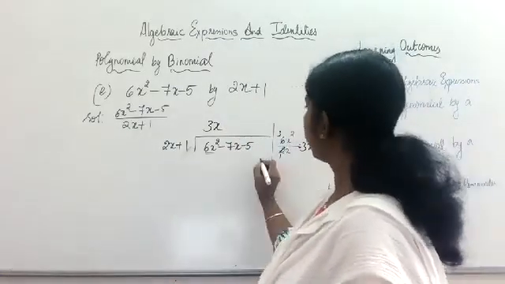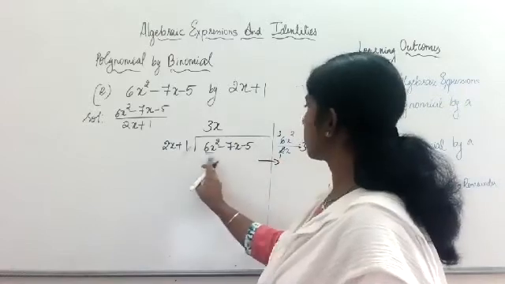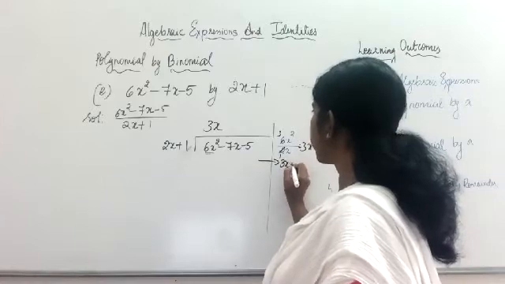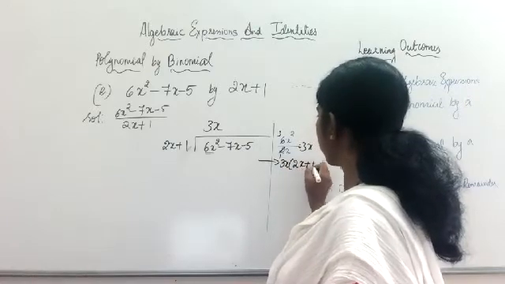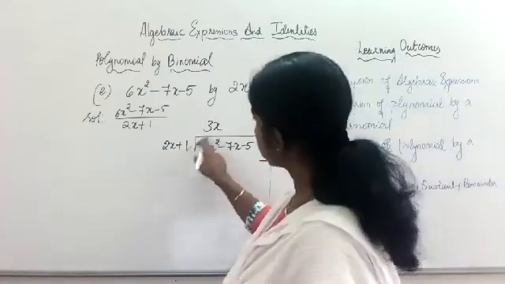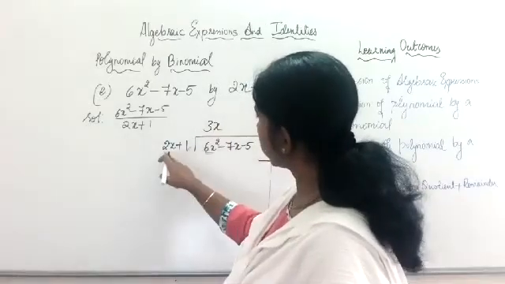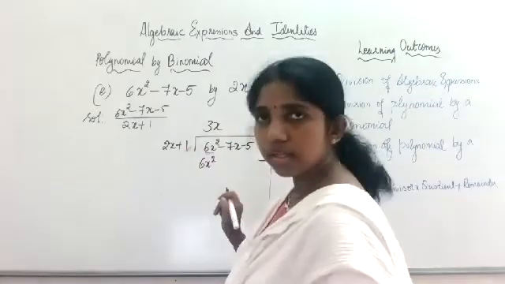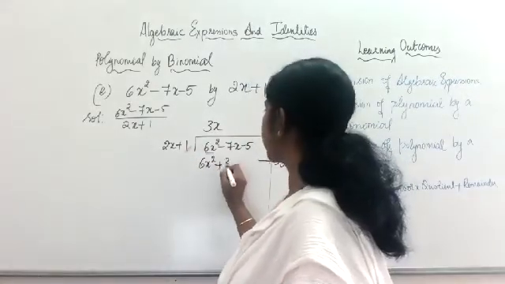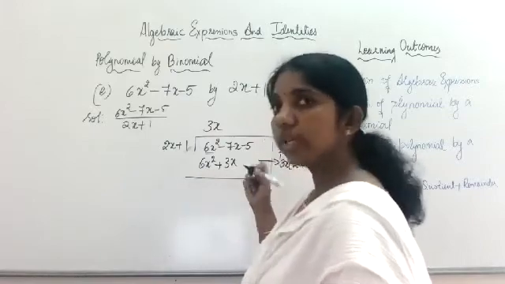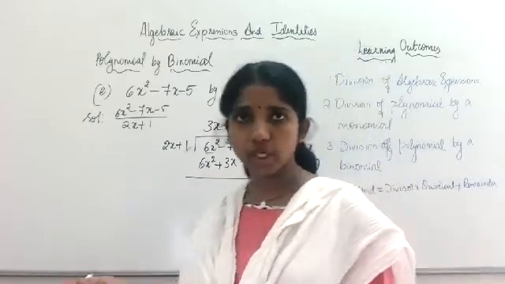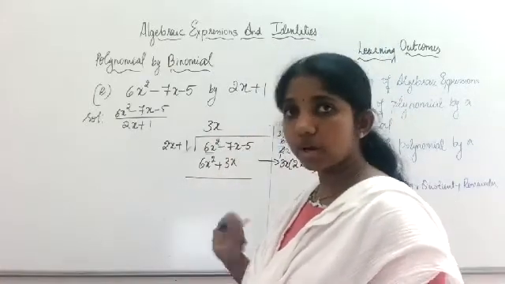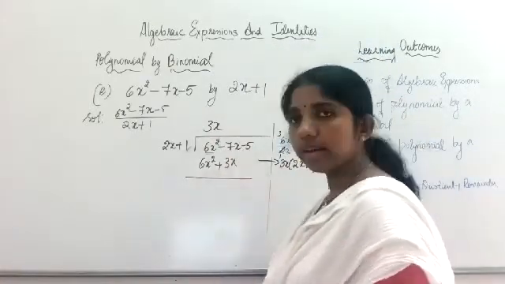Now what you have to write under the dividend is 3x into 2x plus 1. So what is that? 3x into 2x is 6x squared, plus 1 into 3x is plus 3x. In the usual long division method, you do subtraction, right? So these two expressions are being subtracted. Here also we are subtracting.